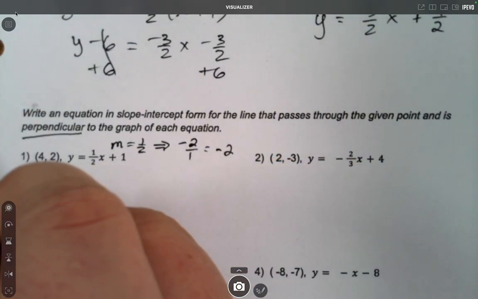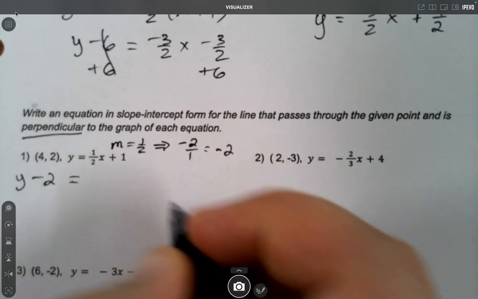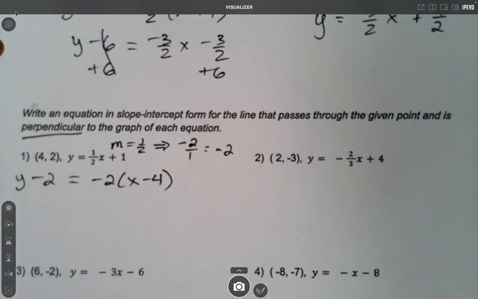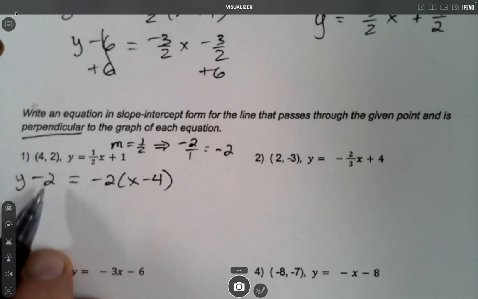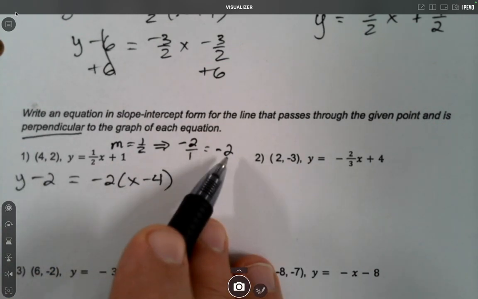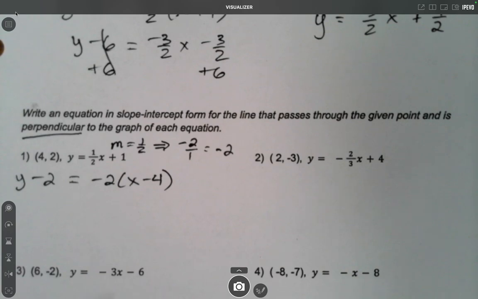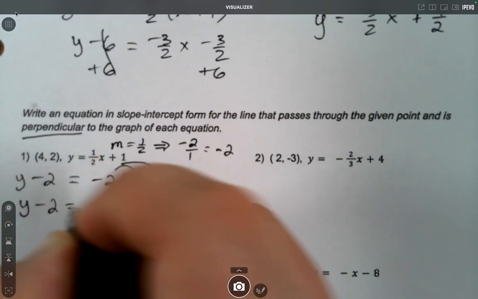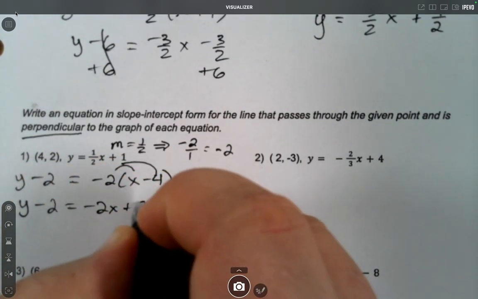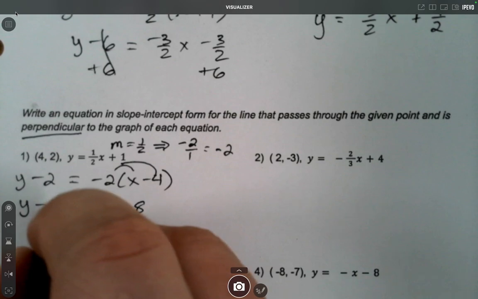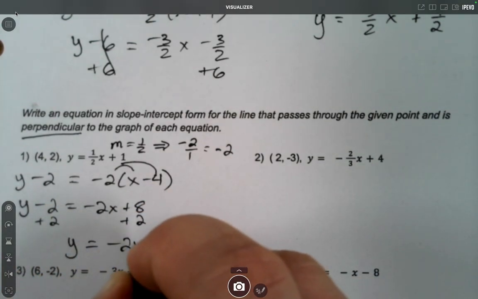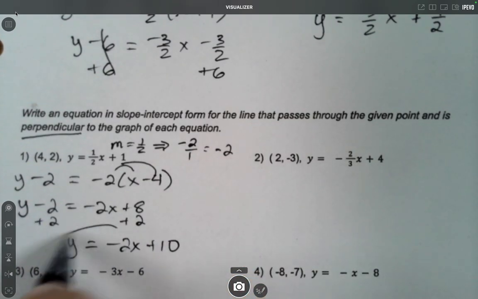Our point is (4, 2). y minus 2 equals negative 2 times x minus 4. So I plug the ordered pair and the slope into point-slope form. Then I'll distribute the negative 2, and add 2 to both sides, giving us y equals negative 2x plus 10.